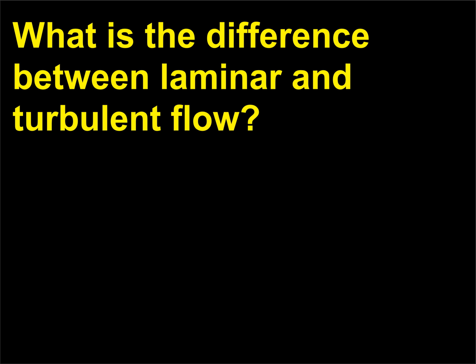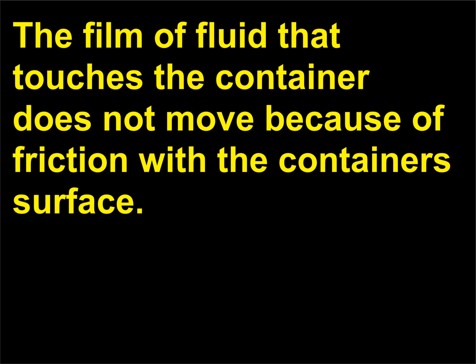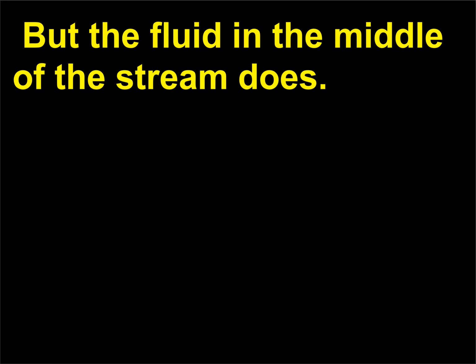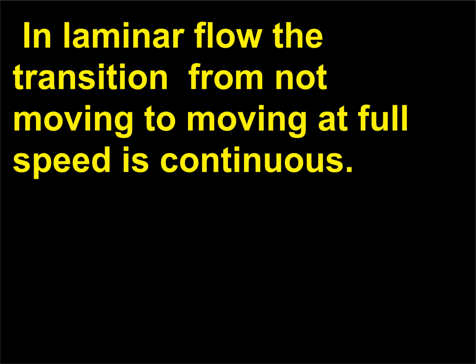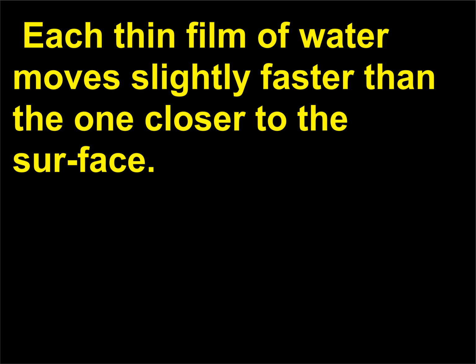What is the difference between laminar and turbulent flow? The film of fluid that touches the container does not move because of friction with the container's surface. But the fluid in the middle of the stream does. In laminar flow, the transition from not moving to moving at full speed is continuous. Each thin film of water moves slightly faster than the one closer to the surface.